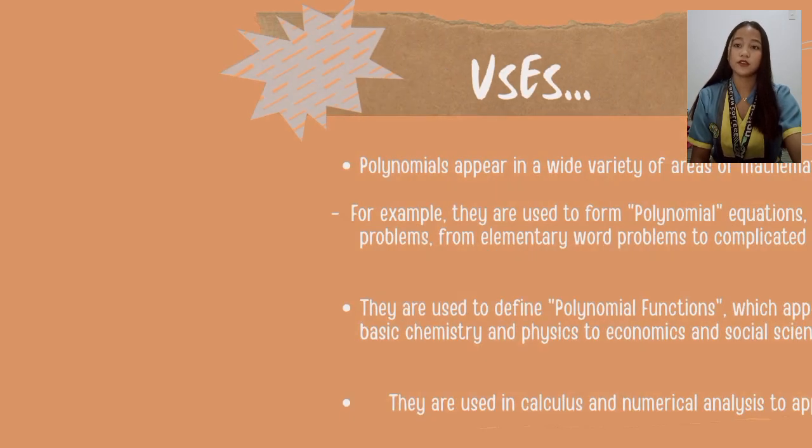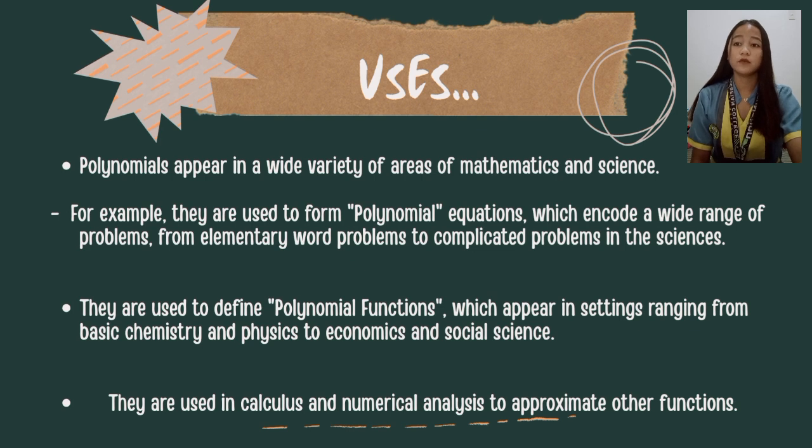And next is uses. In the first bullet, polynomials appear in a wide variety of areas of mathematics and science. For example, they are used to form polynomial equations which encode a wide range of problems from elementary word problems to complicated problems in the sciences. Second bullet, they are used to define polynomial functions which appear in settings ranging from basic chemistry and physics to economic and social science. And the last, they are used in calculus and numerical analysis to approximate other functions.